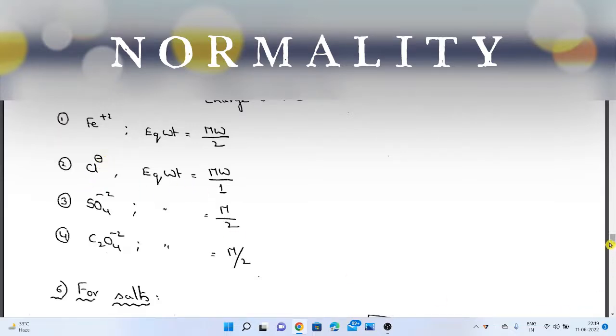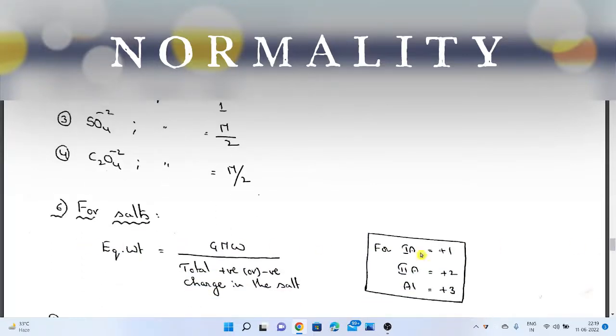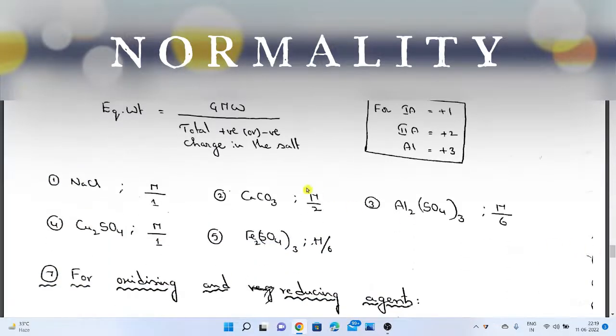Next, for ions. How can you find the equivalent weight for ions? Equivalent weight equals gram molecular weight divided by the charge on the ion. For Fe2+ ferrous ion, equivalent weight equals molecular weight divided by 2, and for chloride ion, equivalent weight equals molecular weight divided by 1. Why do we use 1? Chloride ion has only a 1 minus charge, so 1.